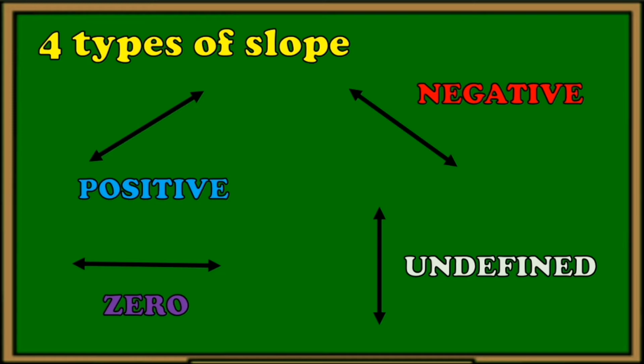Again, when a line goes up from left to right, the slope is positive. When a line goes down from left to right, the slope is negative. If a line is horizontal, the slope is zero. And if a line is vertical, the slope is undefined.